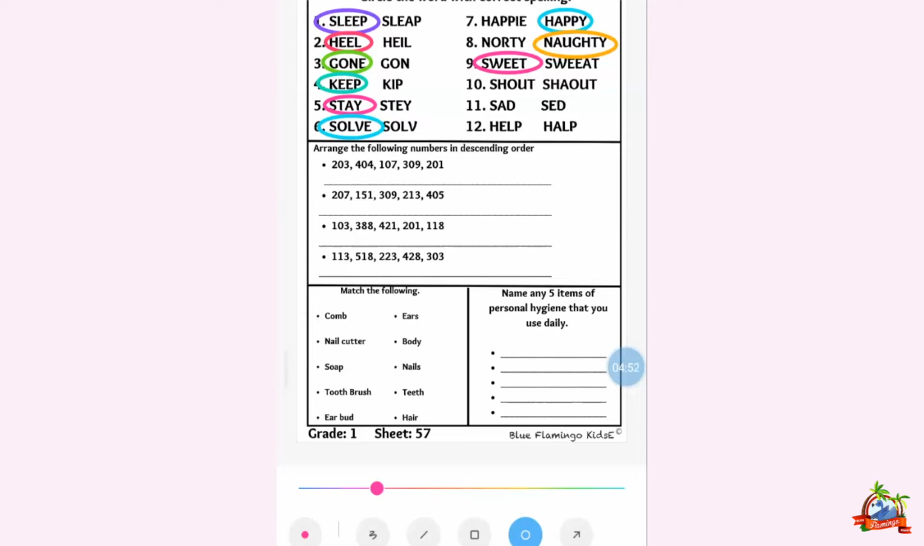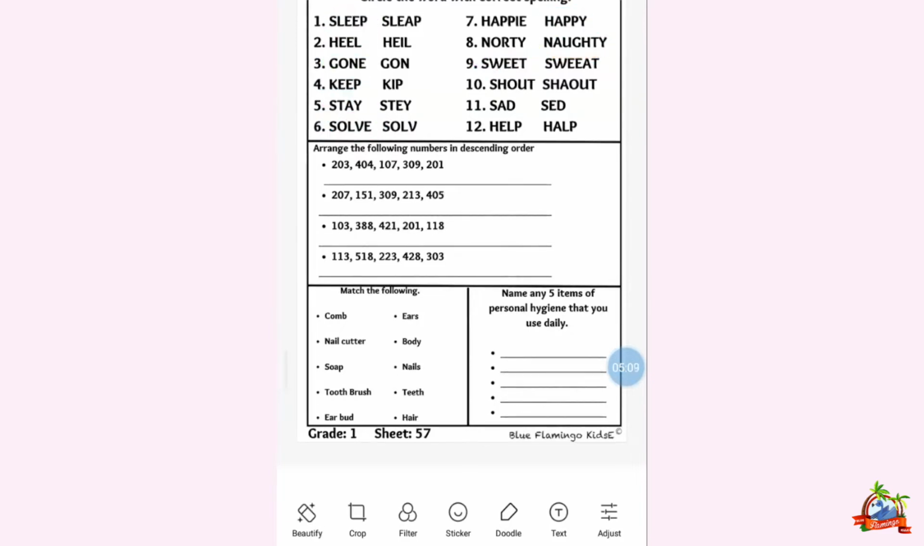Okay, so in this way you have to circle all the words which are having correct spelling. उन्हीं वर्ड्स को सर्कल करेंगे जिनकी स्पेलिंग करेक्ट होगी. You can see we have circled the words having correct spelling.